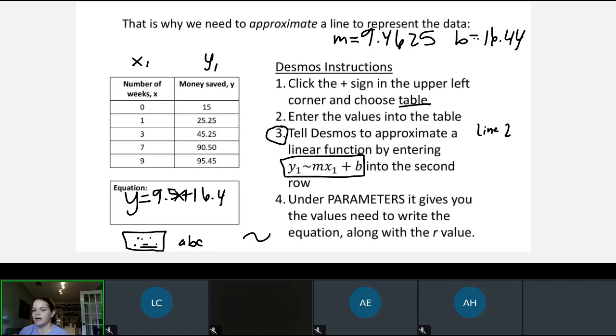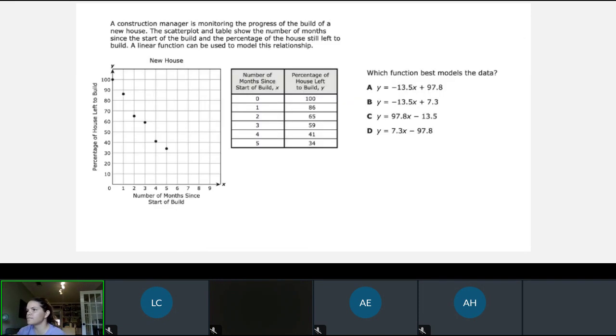I also put in Classkick an assignment. It's called 4.03 Linear Regression Tutorial and Practice. So I also have these steps listed out for you in Classkick. So if you didn't take notes or you didn't take a picture of these steps, you have them in Classkick. Okay, so use those if you need some help. All right, so let's go ahead and practice your calculator skills.